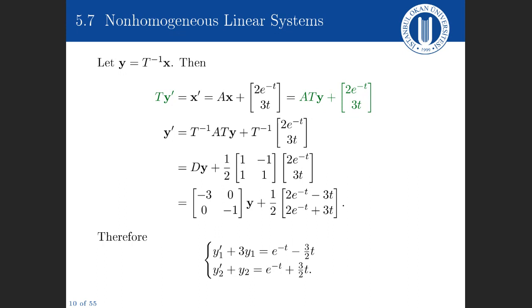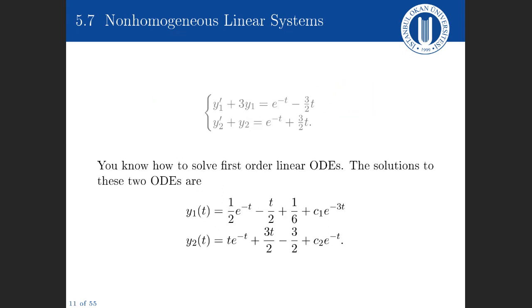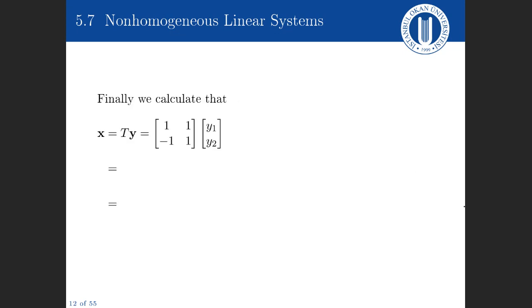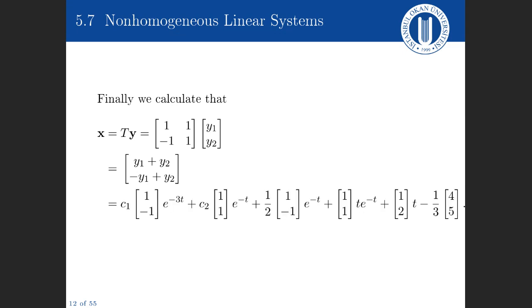Again, we know how to solve this. I'm just going to tell you the solutions to these. I'll leave this for you to check. Using the ideas from chapter two, these are the solutions to these two first order independent linear differential equations. As soon as we know solutions for y, we can multiply by T to find the answer to this question, because x is equal to T multiplied by y. And this is the answer. You can just fit it on the page.